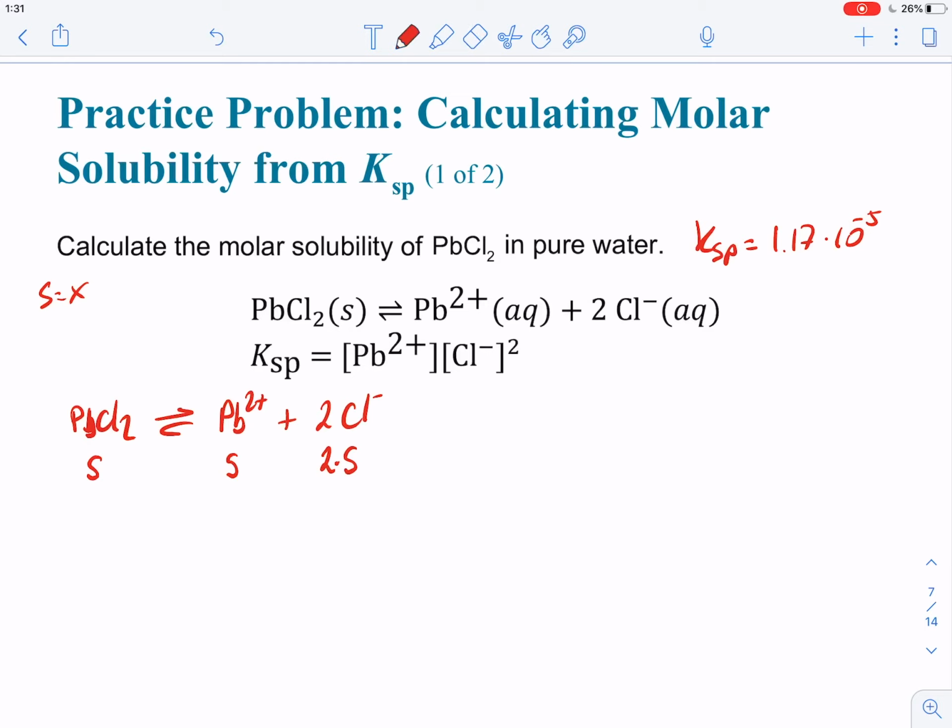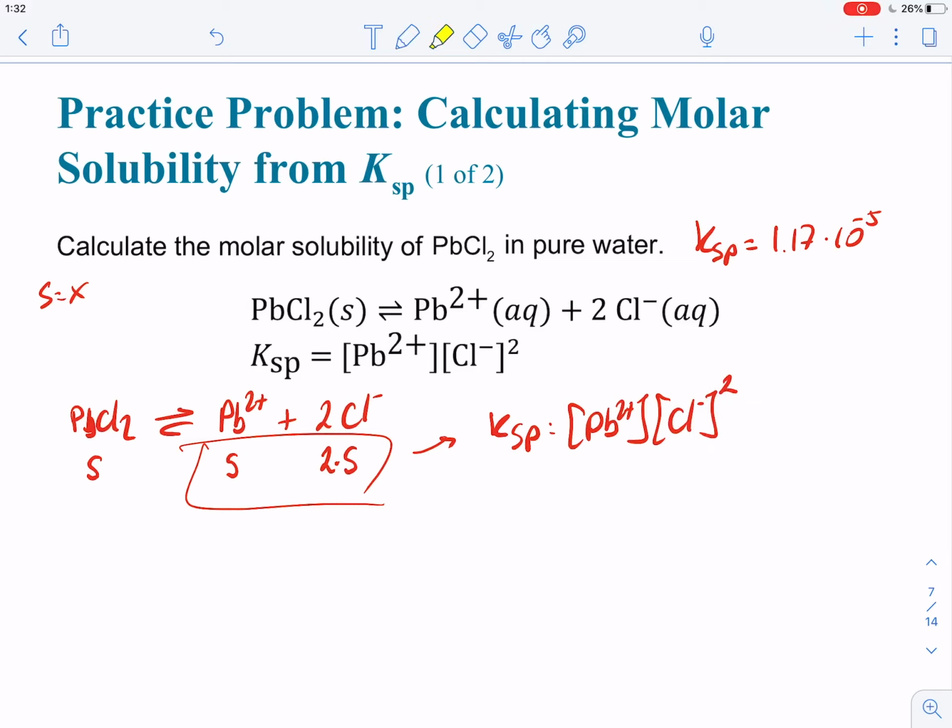So if we have this now, then that means that Ksp is equal to the concentration of lead 2+ times the concentration of chloride squared. Now remember, let's use a different color here. This number here is the one you are putting here. Okay? Is the coefficient. If you look at this here, that has absolutely nothing to do with the exponent that you will use on the concentration. It's just whatever is in front of that ion. So be careful with that.